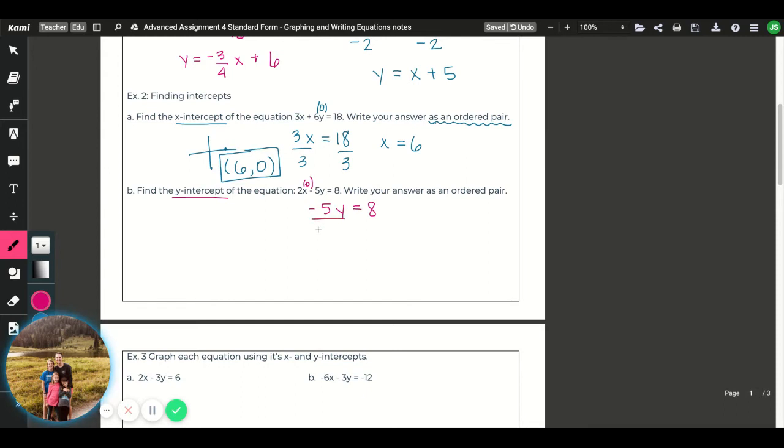And then divide by negative 5. So negative 5 divided by negative 5 is 1y. 8/5 doesn't reduce. We're not going to change it to a decimal. We're just going to leave it like that. Except that we need to write it as an ordered pair. So if this is y, the x coordinate is 0 because remember we put 0 in for x. So the x coordinate is 0 and the y coordinate is negative 8/5 or 8 over negative 5.